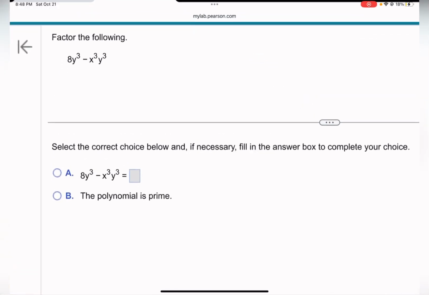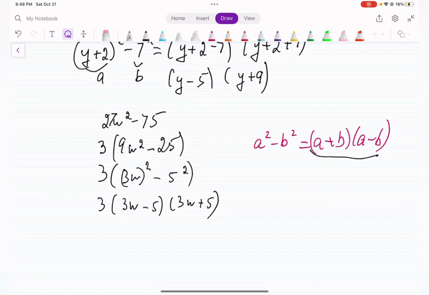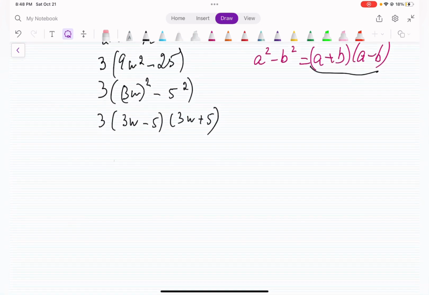What is this one? Y cubed. If we take, okay, 8y cubed minus x cubed y cubed. Okay, now here we have cube. If I take y cube out, I will have 8 minus x cube, right?